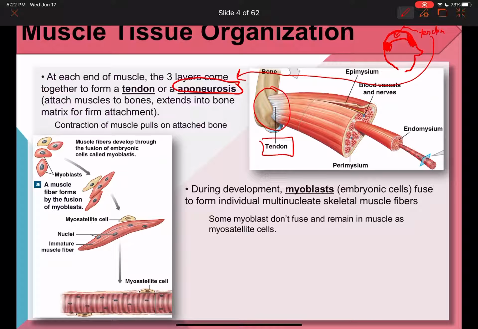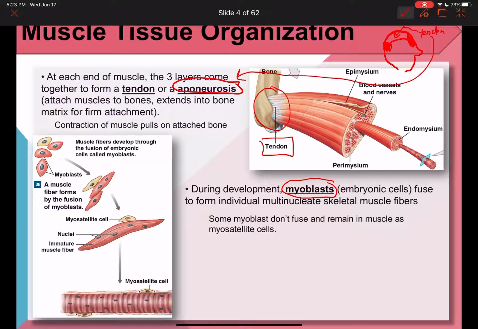So during embryonic development, there are embryonic muscle cells called myoblasts. Okay, so we're talking about all the way inside the mother's womb when we are forming from our ball of cells. These myoblasts fuse together to form one long cylindrical muscle fiber with multiple nuclei. So this explains why one muscle fiber can have lots of different nuclei: they come from the fusing together of multiple cells.